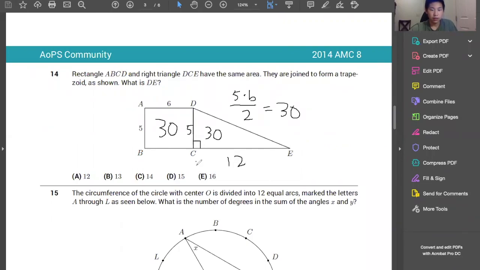So CE is 12. Now to find DE, we'll use the Pythagorean theorem. So we know that DE squared equals 5 squared plus 12 squared.